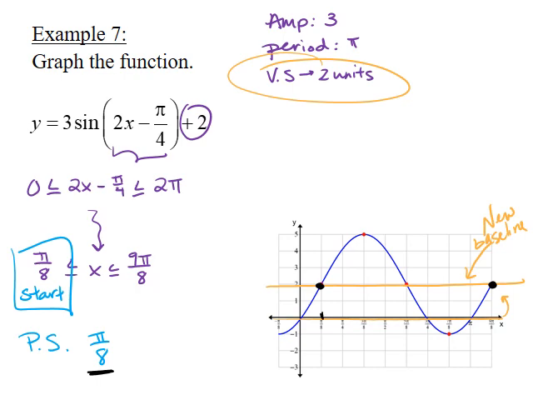This is 1 pi over 8, 2 pi over 8, 3 pi over 8, 4 pi over 8, 5 pi over 8, 6 pi over 8, so on and so forth. I think you get the gist. So you're going to want to find the middle, which is the average. That is 5 pi over 8. And then the maximum is 3 units from the baseline and up and then down. Okay, so here is the graph.